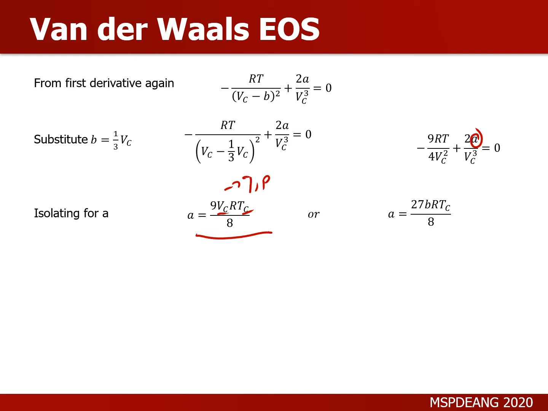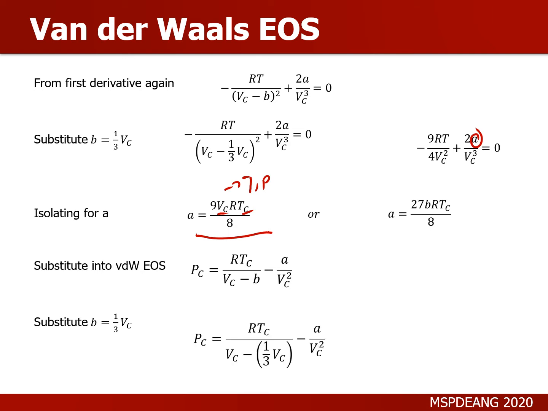Okay, so in order for us to do that, you can now substitute this into the van der Waals EOS. So Pc is equal to RTc over Vc minus B minus A over Vc squared. Let's substitute the expression for B, 1/3 Vc, to obtain this expression now. And simplifying this, you can get the following: Pc is equal to 3R times Tc all over 2 Vc minus A over Vc squared.